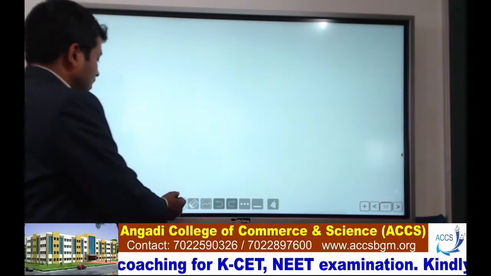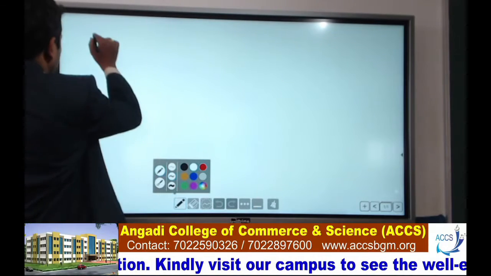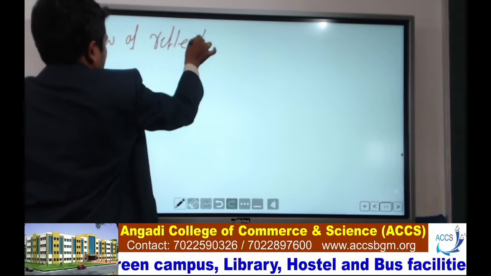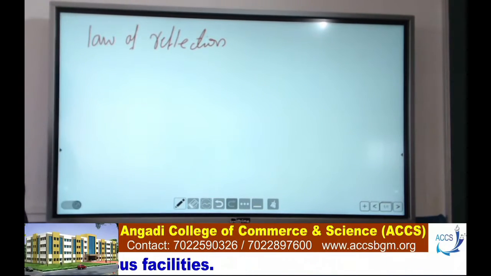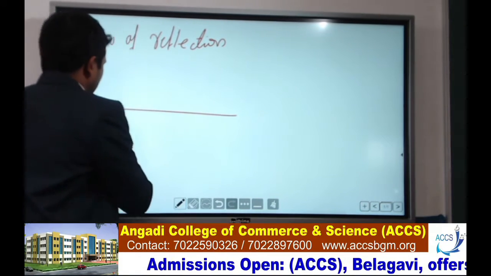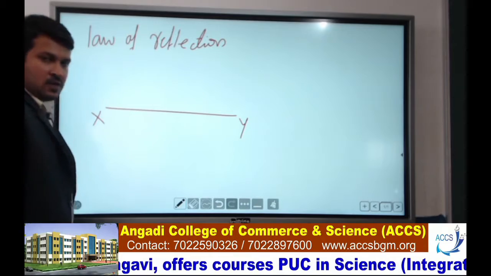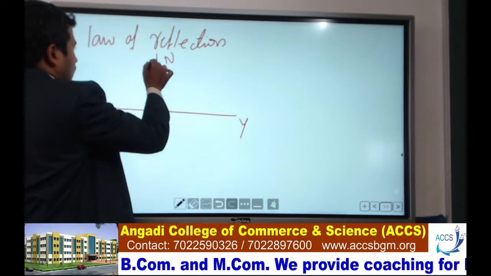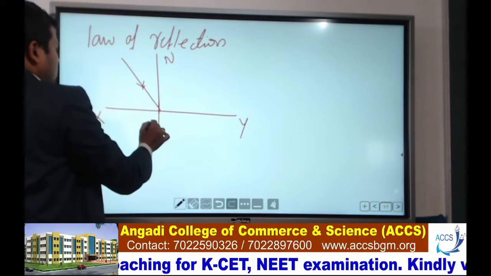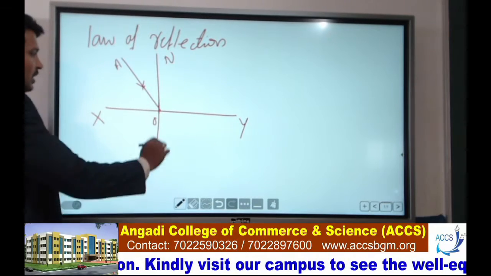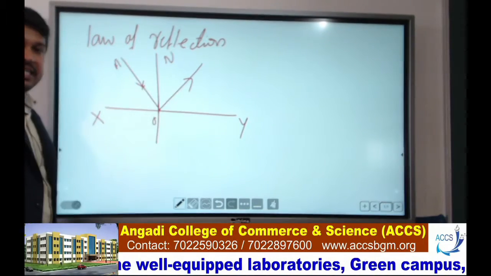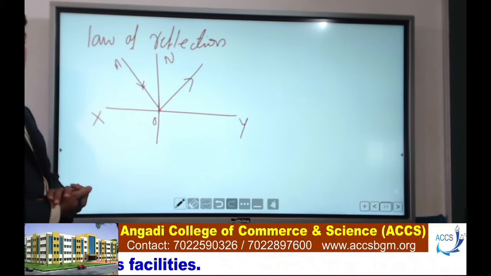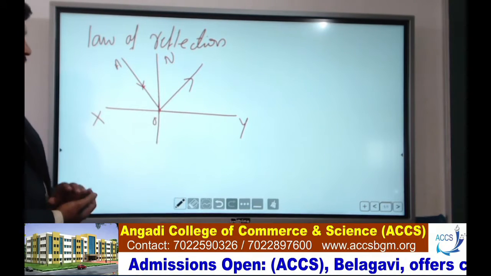The same way, now the law of reflection. What does the law of reflection state here? I'll consider XY as a surface or mirror, with a normal. Now, OA is the incident light. Part of the light gets reflected in the same medium. That is what we call the law of reflection. Yes, I hope this is clear.